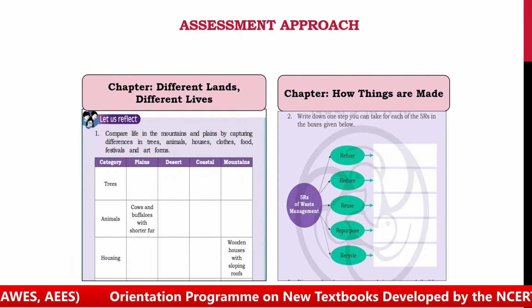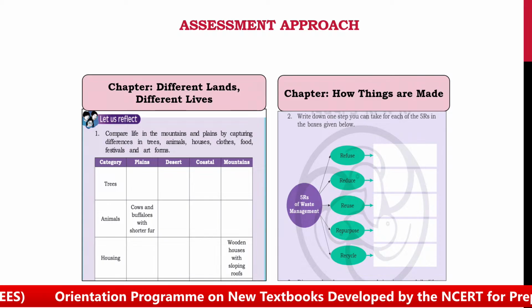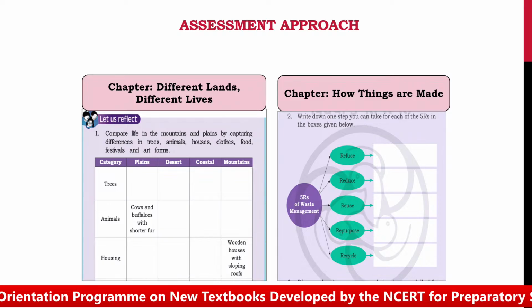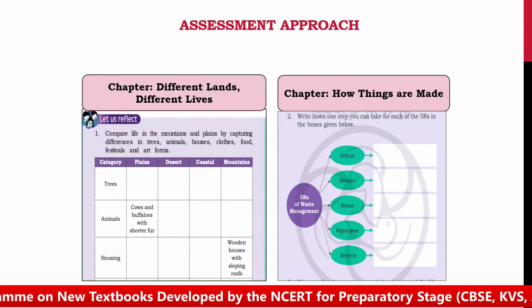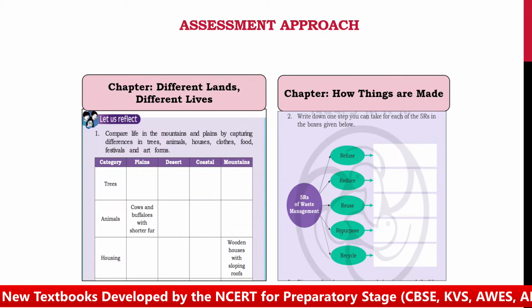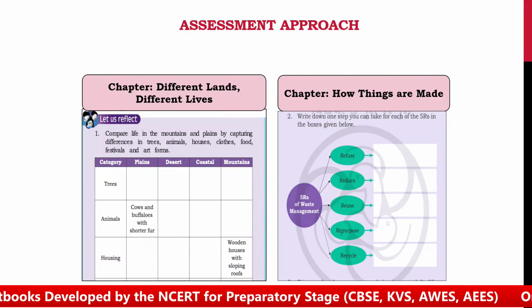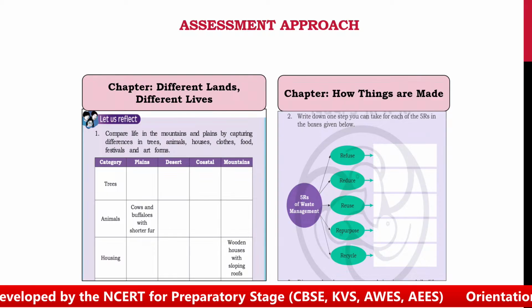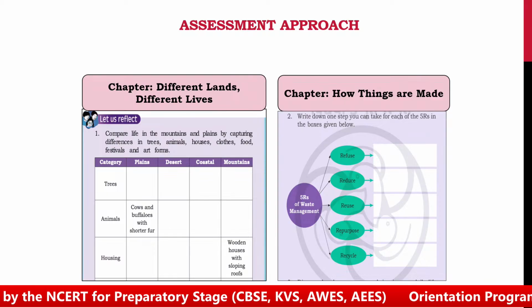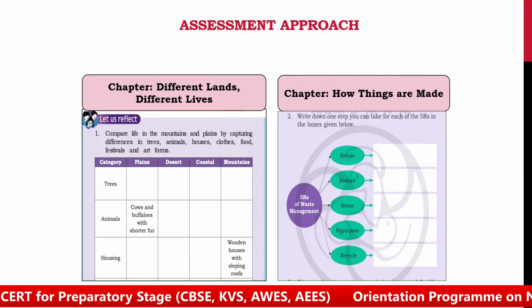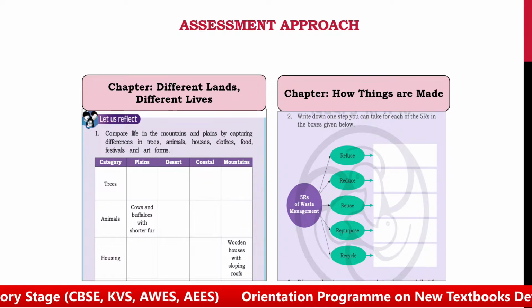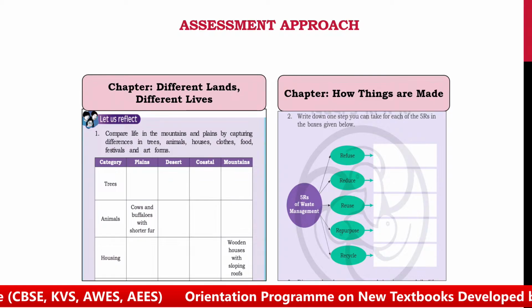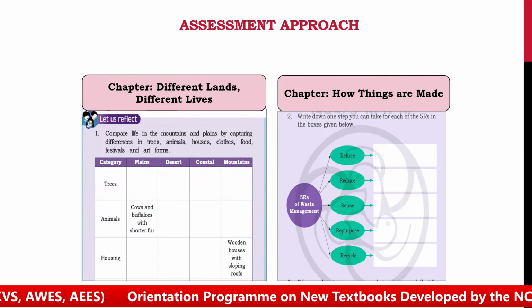And in the chapter How Things Are Made, we talk about waste management, the 5 Rs of waste management, and we ask certain kinds of reflective questions, like what they can do for each step, what kind of activity they will adopt if they have to repurpose or reuse certain things. Unless they have conceptual clarity about the 5 Rs, they will not be able to come out with answers.